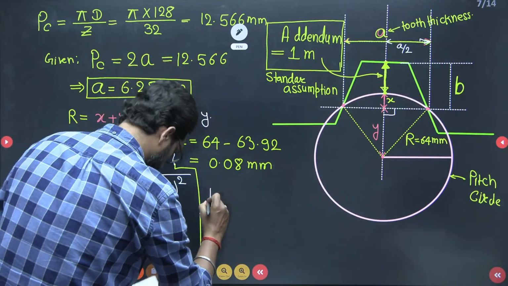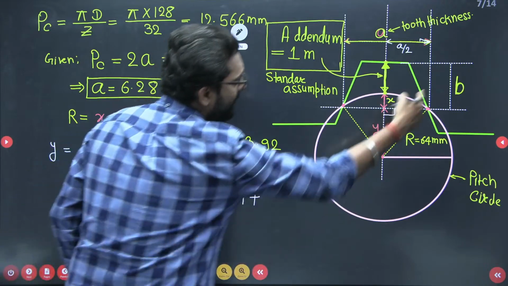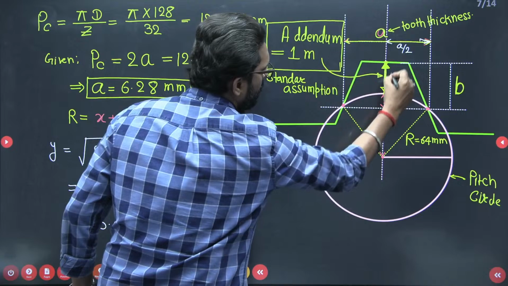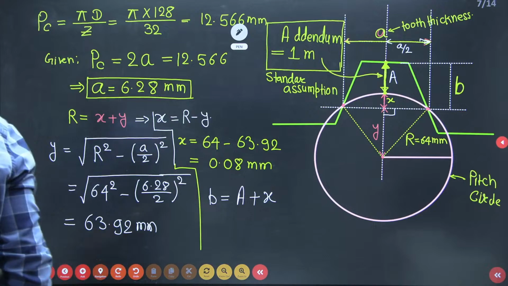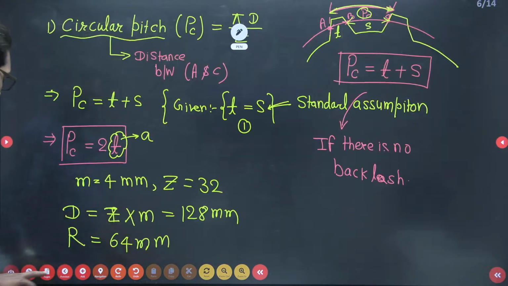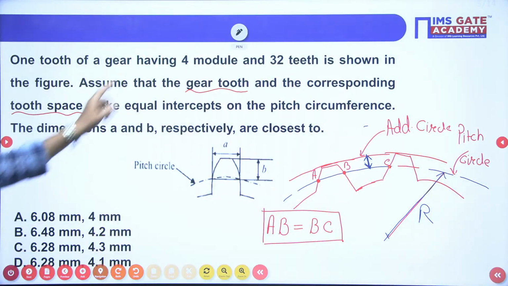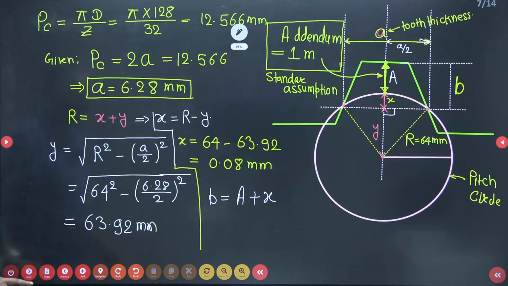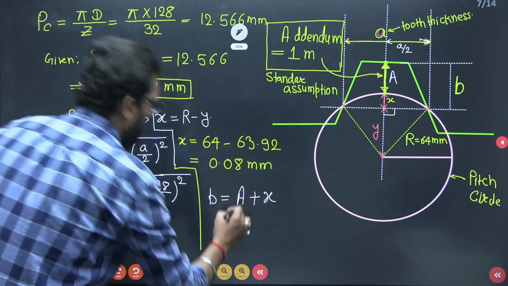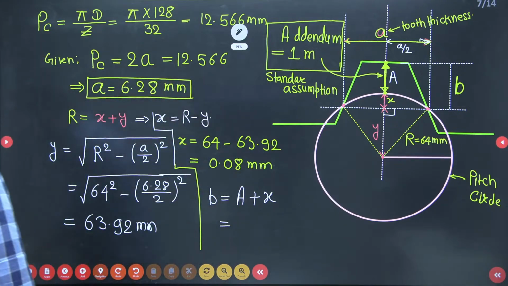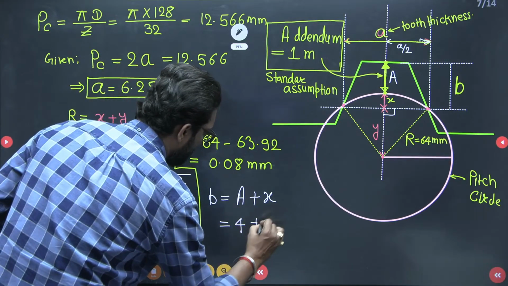Once you have the X value, what is B? B is equal to addendum plus X. Yes or not? What is addendum? Here addendum is equal to 1 module, and module is given as 4. So addendum is 4 here. So B is 4 plus X.